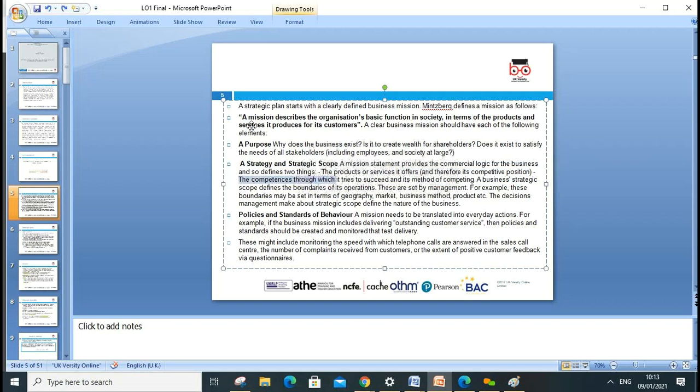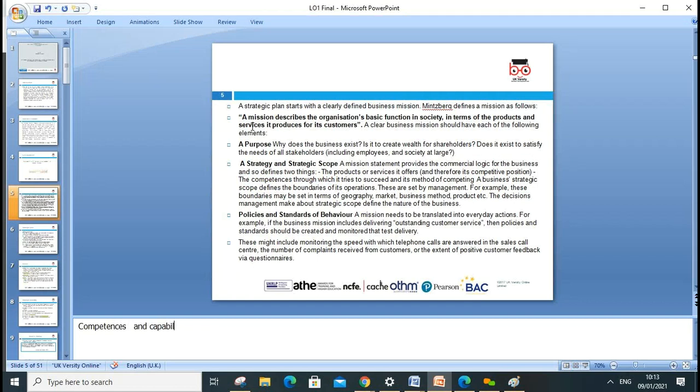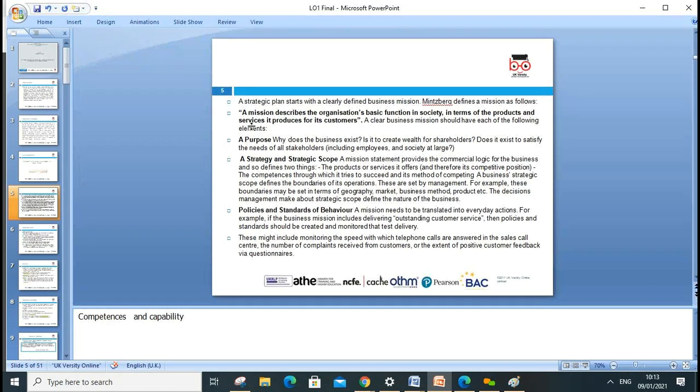Competencies through which... what is meant by competencies and capabilities? Anyone? The ability to do things. Is there any difference between them? The ability to do things. Yes, so competency is a capability, the ability to do things.